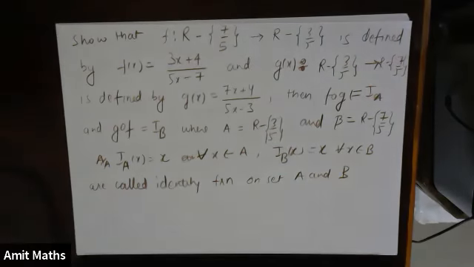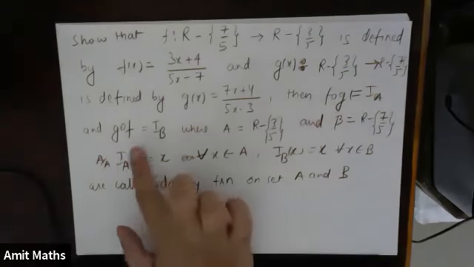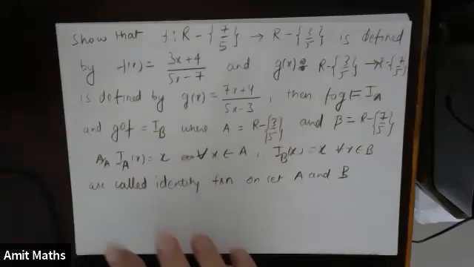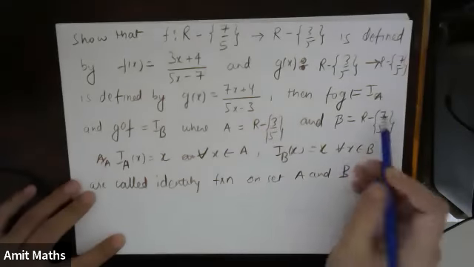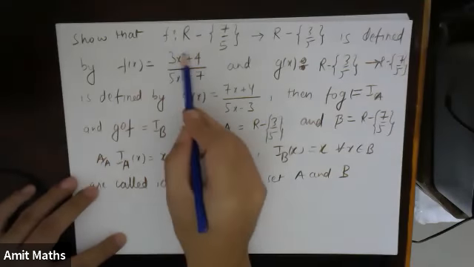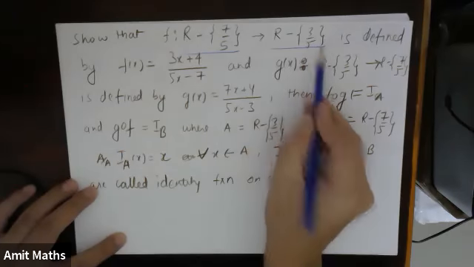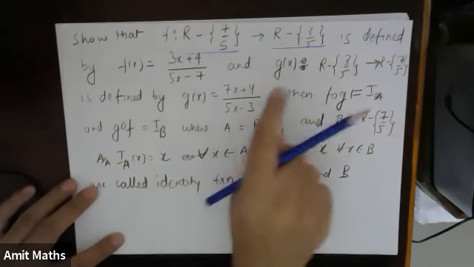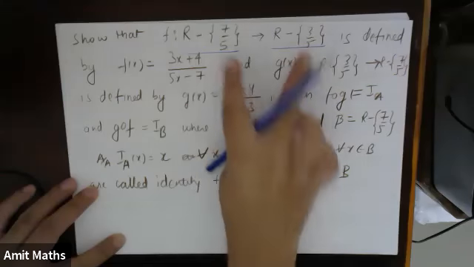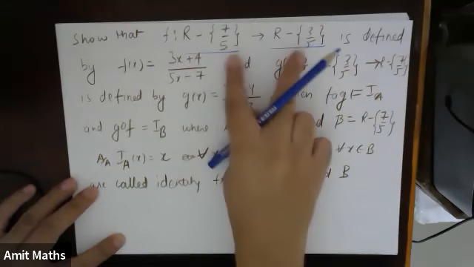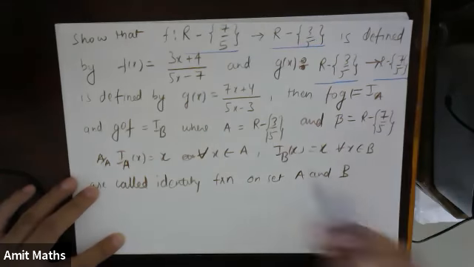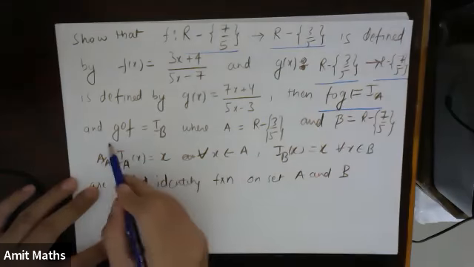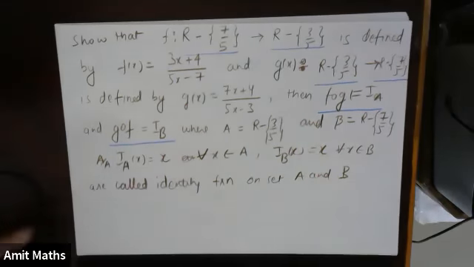So what we have to do is find that FOG and GOF are identity functions. These are the two functions given, where the domain for f is this and the range of f is this. In the case of g, the domain and range are exactly opposite, meaning they get inverted. So the domain is this and range is this. So basically you have to find FOG and GOF.